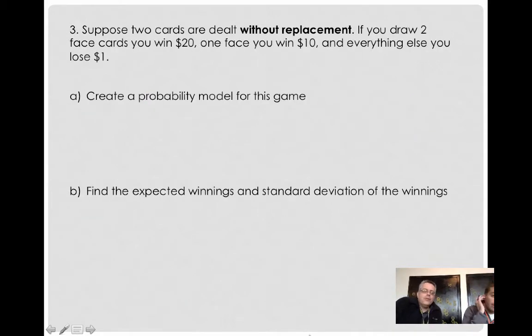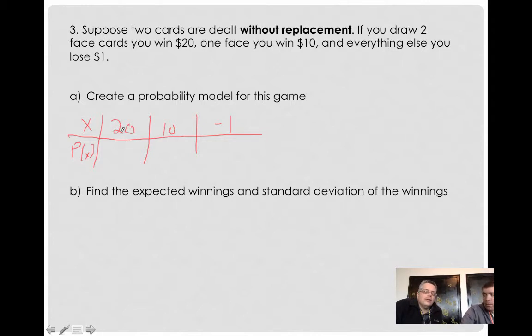Okay. So we got one more example. So this is kind of analyzing a game, coming up with a probability model for the game. So 2 cards are dealt without replacement. If you draw 2 face cards, you win $20. 1 face card, you win 10. Everything else, you lose $1. So start by making the table. The top row is X and then P of X. So you could win $20. The next thing is $10, and then -1.